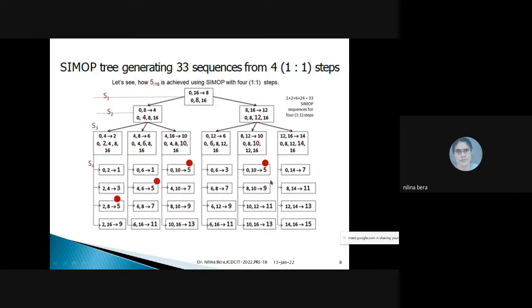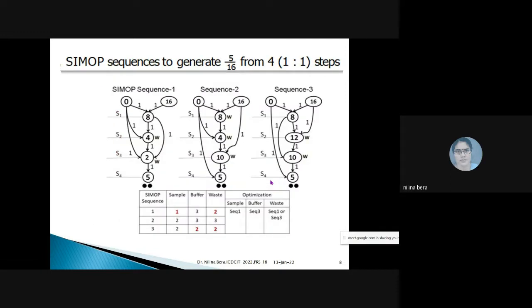So what is basically the optimal sequence? Let's try. Now 3 sequences I am showing there. So 3 different ways I am creating 5. Now let's see sequence 1, with sample, buffer, and waste. In the first one I am utilizing 1 drop of sample, then 3 drops of buffer and 2 drops of waste. Then in the second sequence I am getting 2 drops of sample, 3 drops of buffer and 3 drops of waste. And then in the third sequence, for sample, buffer and waste I am utilizing all 2 drops.